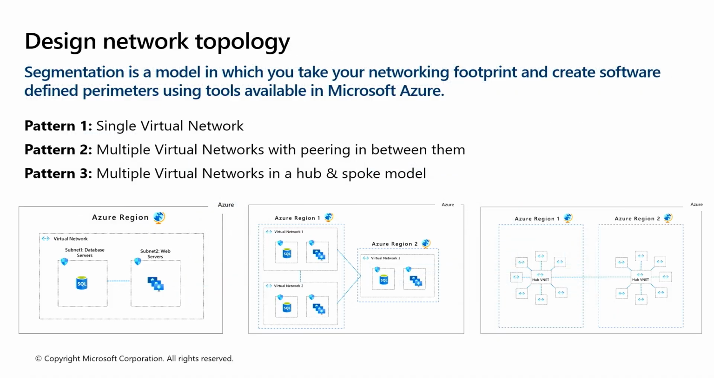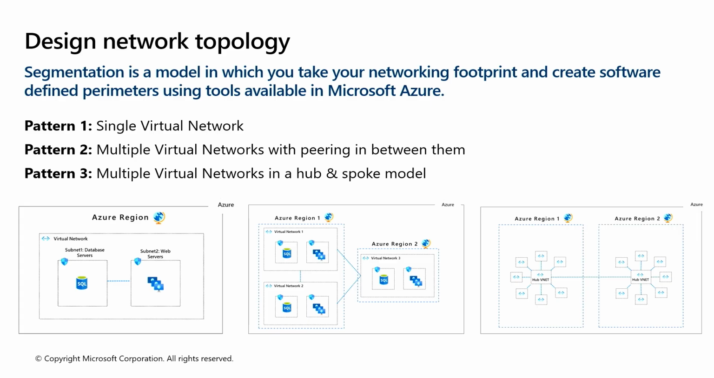Let's examine 3 common networking patterns for organizing our workloads in Azure. We can use a single virtual network. It's the simplest approach, but with limited isolation. We can create it within one region, define subnets for segmentation, protect with network security groups, and use application security groups to simplify administration.